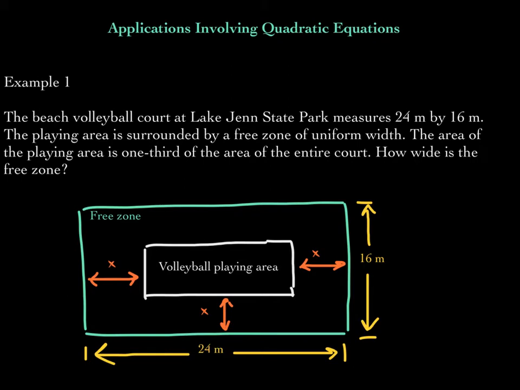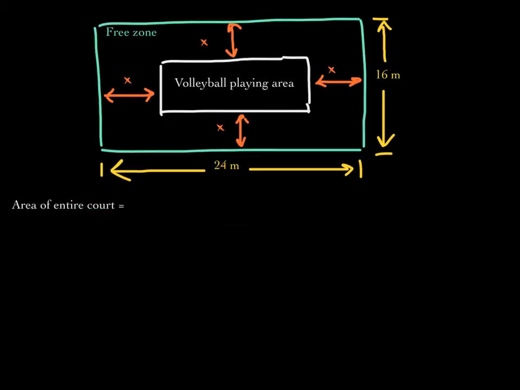Okay? All right, what we are being asked to find is how wide is the free zone? Basically, find x. Now, what we do know is the area of the entire court. Remember that the area of a rectangle is length times width. So the area of the entire rectangle here, the area of the entire volleyball court is 24 meters times 16.